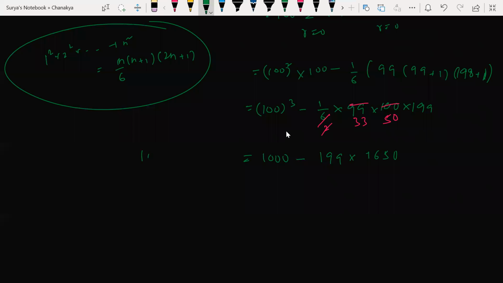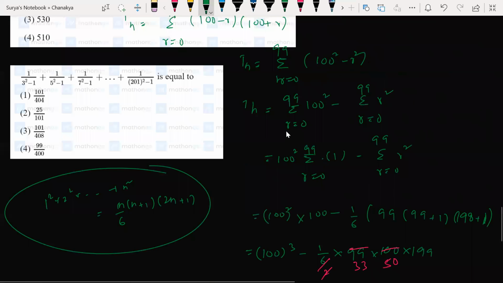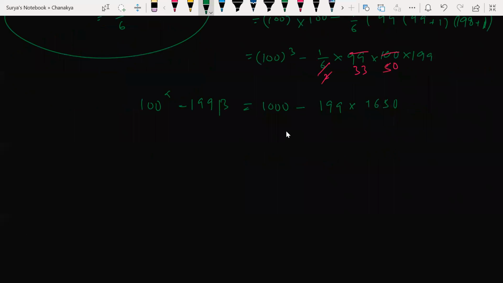Something given 100 to the power of alpha something, right? Yes, this value is S, but this is equal to what? 100 to the power of alpha minus 199 beta, right? So look at this here, beta. 100 to the power of alpha minus 199 beta is equal to 1000. Yes, obvious. Very simple, beta. Compare on both sides. This is equal to this. Then beta is equal to what, beta?